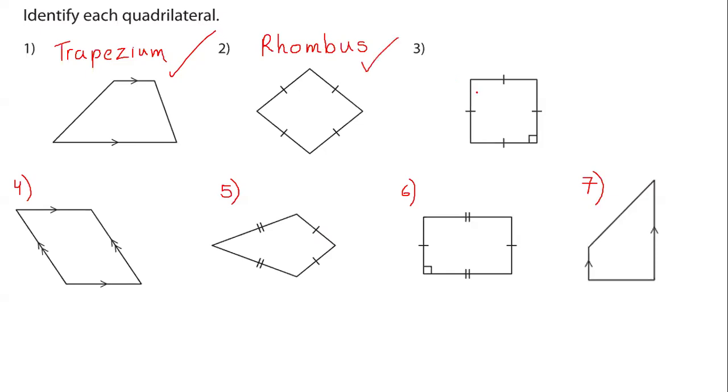Number 3. Square. I put square. Yeah, square. That's straightforward. That's a square. All right, first 3. Number 4, parallelogram. Wait, number 4 is a parallelogram? Very good. Parallelogram.